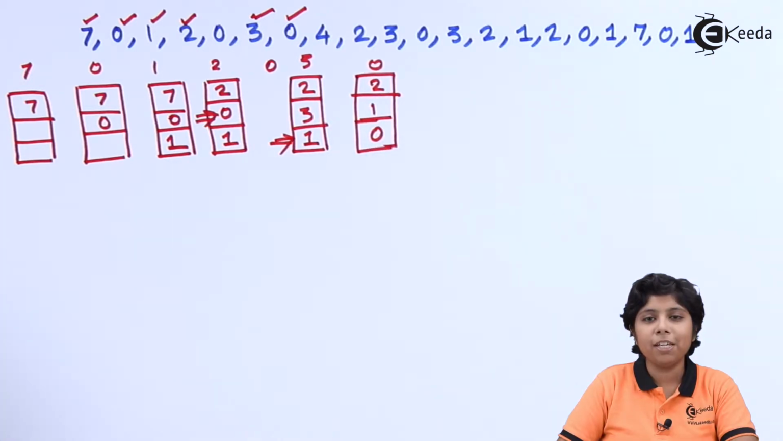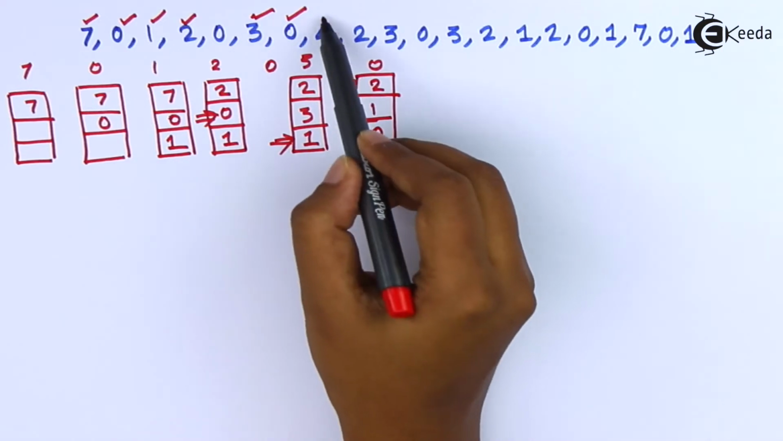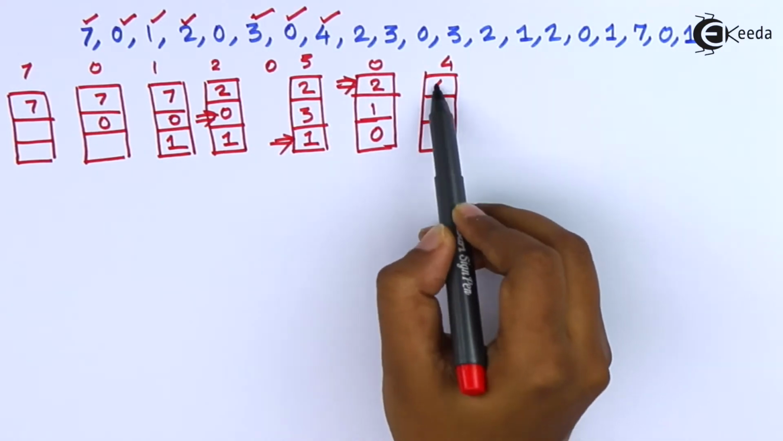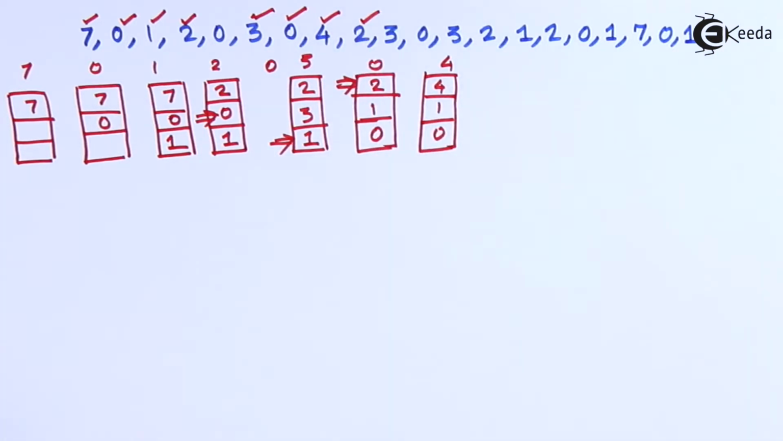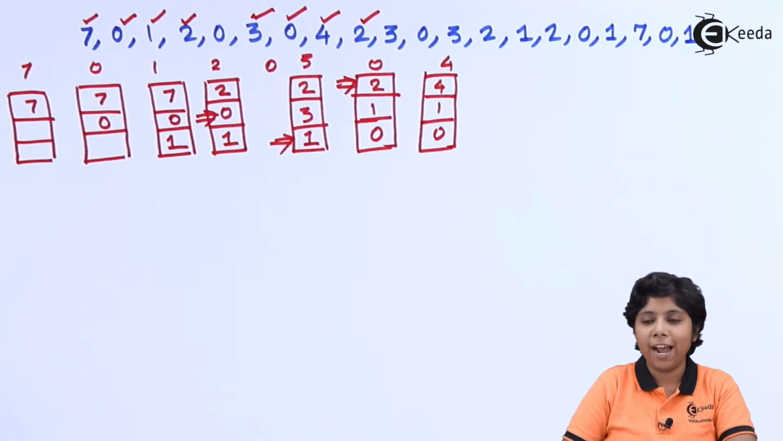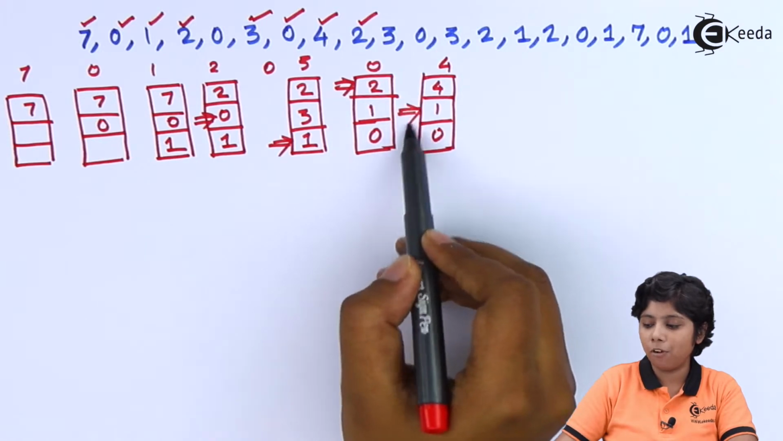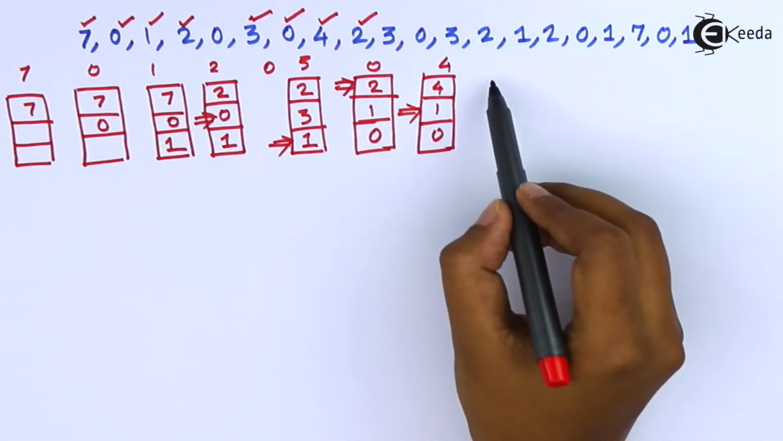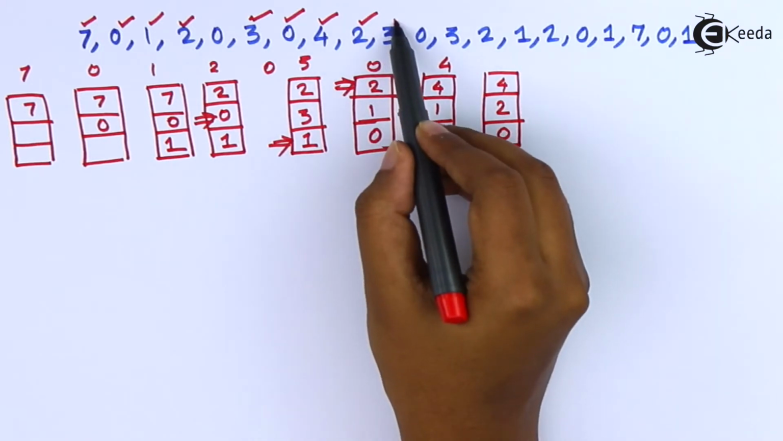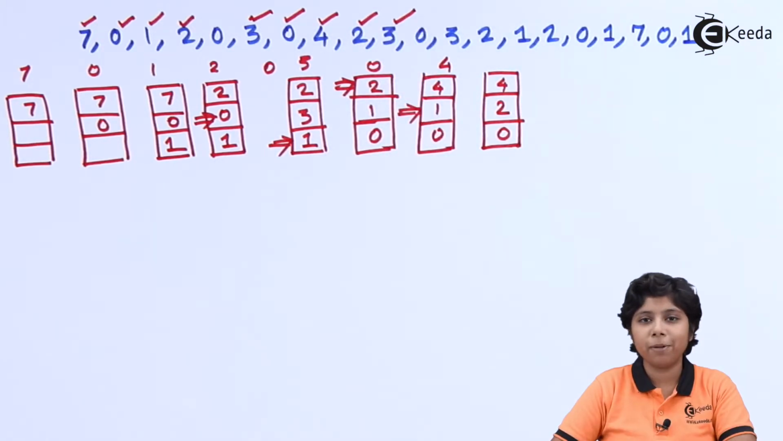Now 4 is coming. Again 2 is the oldest among these 3, so 2 will be replaced. Now 2 is coming, but 2 was already replaced with 4, so 2 will cause a page fault and it will replace the oldest frame now, and that is 1. The same happens for 3, it will cause a page fault.